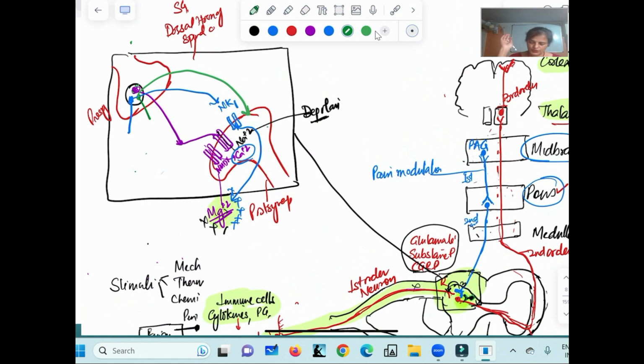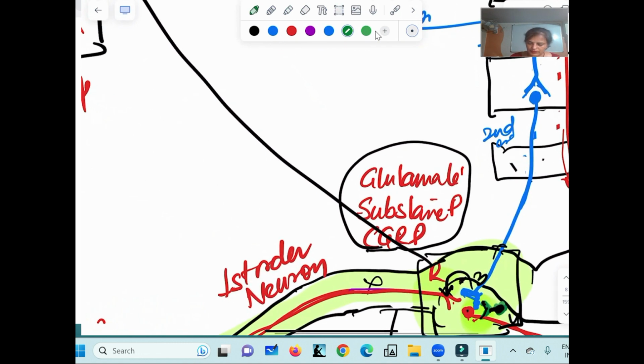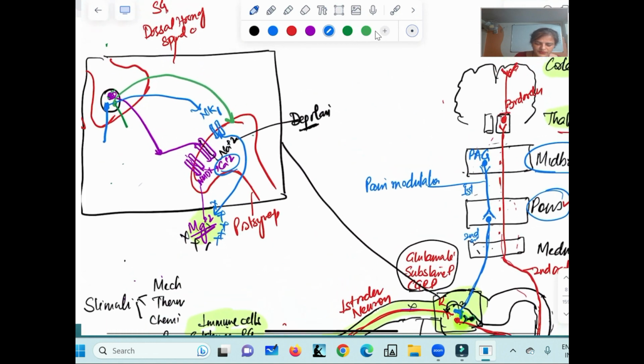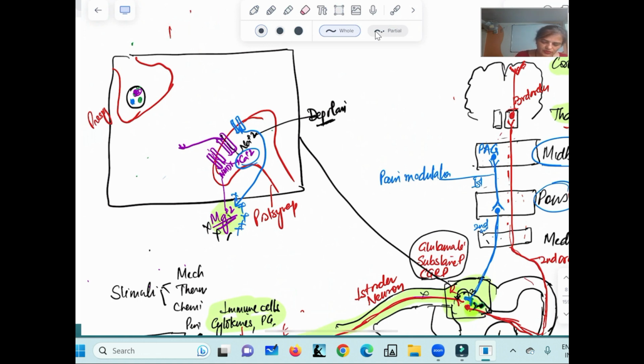ठीक है, एक तो ये हो गया. Now another structure, if you remember this blue color, यहाँ पे ये जो blue color from the descending pathway, ये आपका blue color से है descending pathway से the second order neuron, they are also coming here only. Now what comes from this, थोड़ा सा इसमें हम नोट कर लेते हैं. This is the dorsal horn of the spinal cord.